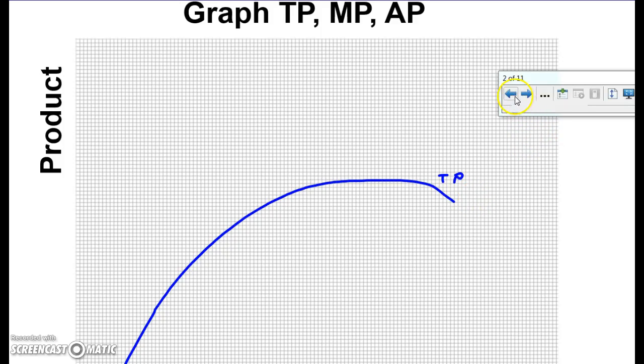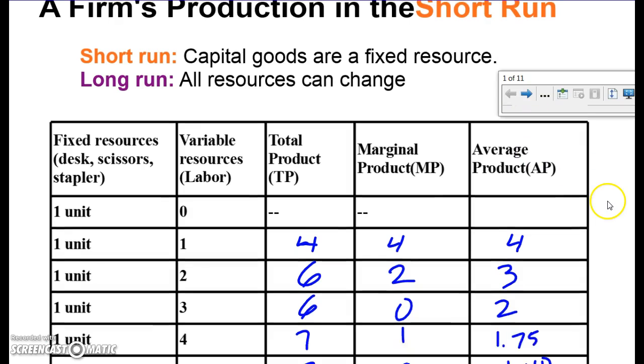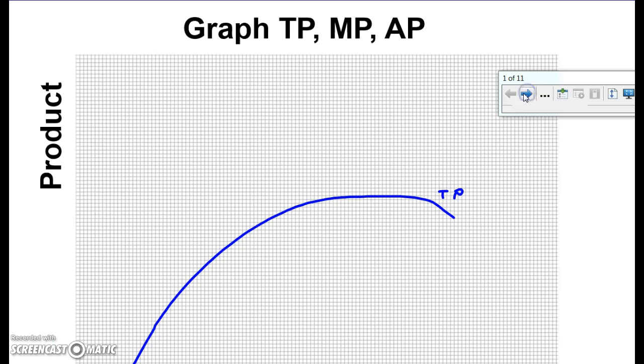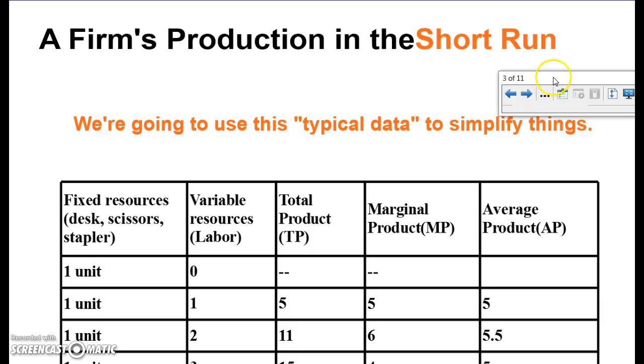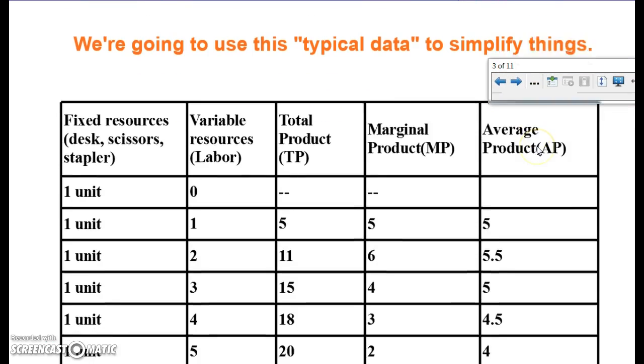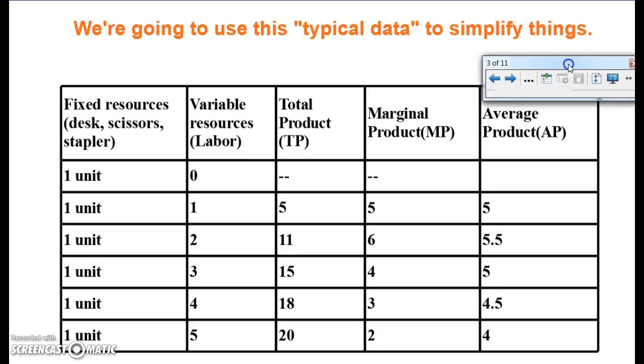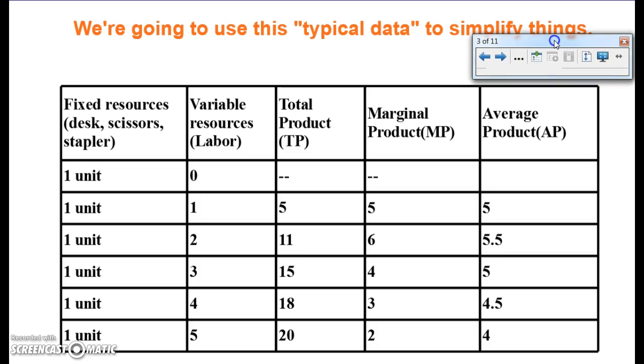When we met, we actually did this production simulation and came up with this data for making paper links. And now we're going to take some production information, specifically this typical data, and we are going to use it to arrive at cost curve data.